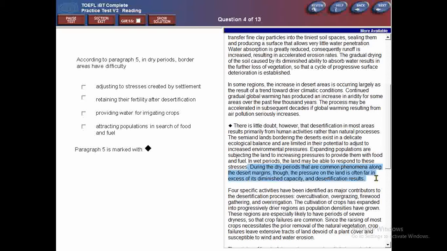Okay, if we again think about the paragraph organization, the development structure: there is little doubt, however, that desertification most seriously results primarily from human activities rather than natural processes. These are the key phrases or main topic of this paragraph. Okay, desertification comes from human activities and natural processes, and in this paragraph, in the next sentence, we can predict that the next sentence will be an illustrating sentence of these topics: desertification, human activities and natural processes.